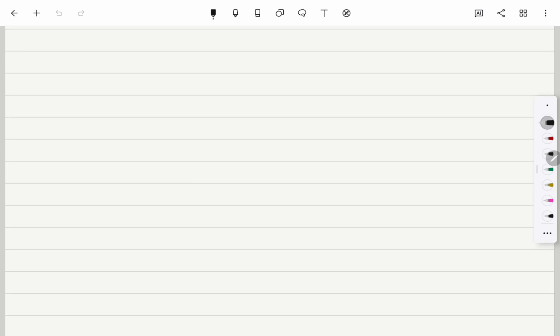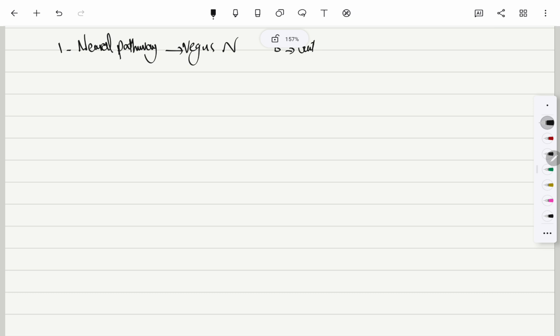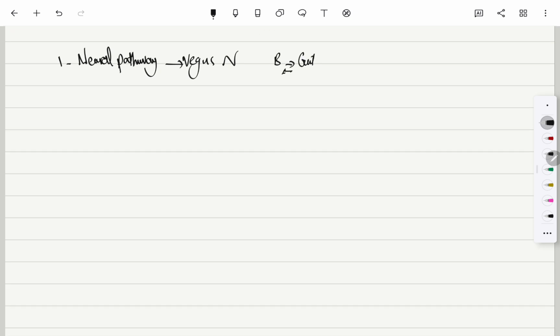Okay, how does the communication of those work? First, neural pathway through the vagus nerve, which connects brain to gut. It carries signals both ways, gut to brain and brain to gut. This is the vagus nerve.